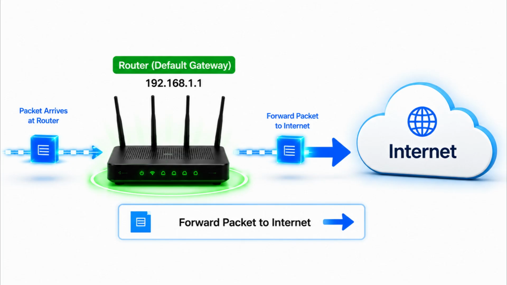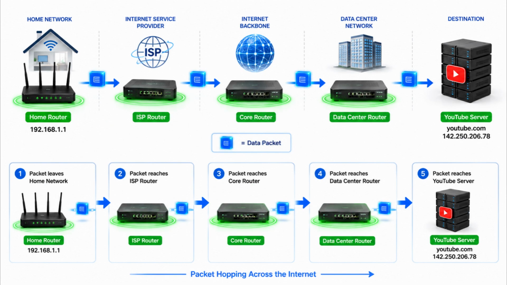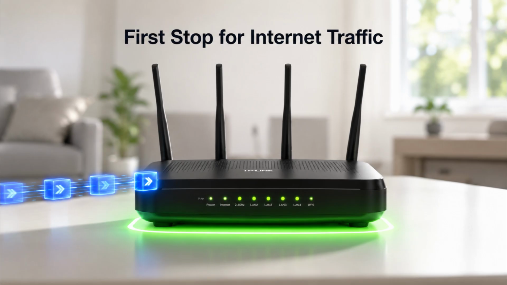The gateway receives the packet and forwards it toward the correct destination network. The packet may travel through several routers across the internet before finally reaching YouTube's server. The default gateway acts as the first stop for traffic leaving your network.